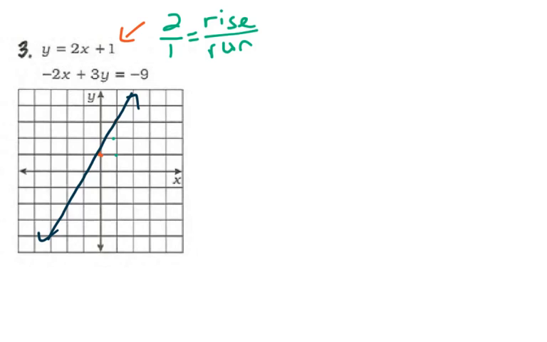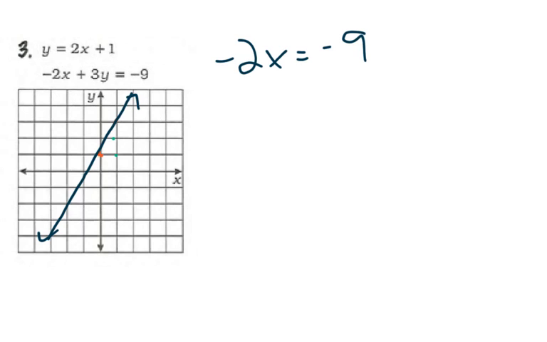The next equation, I'm going to have to either use the x and y intercepts, or change it into slope-intercept form. It doesn't matter to me which one I do. I think I'm going to go ahead and use the x and y intercepts. So I'm going to create two different equations: negative 2x equals negative 9, and 3y equals negative 9.